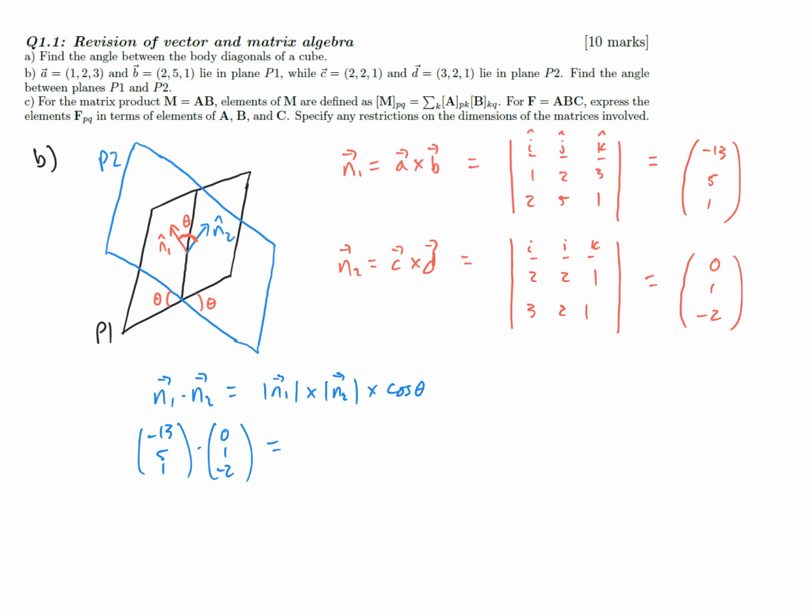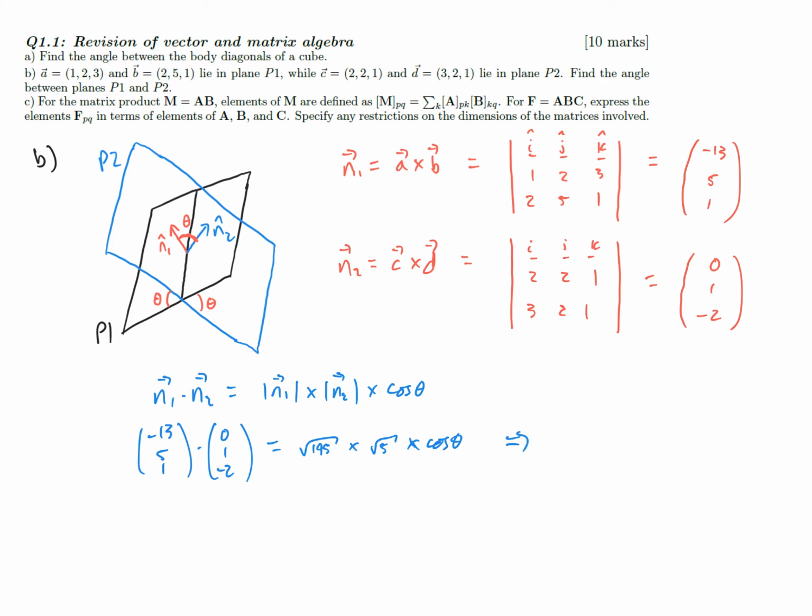On the right-hand side, we have the modulus of the length of the vector n1, which you have to calculate, but it turns out to be the sum of the squares of the components is 195, so you square root that. What about n2? That's slightly easier. Square root 5 times cosine theta.